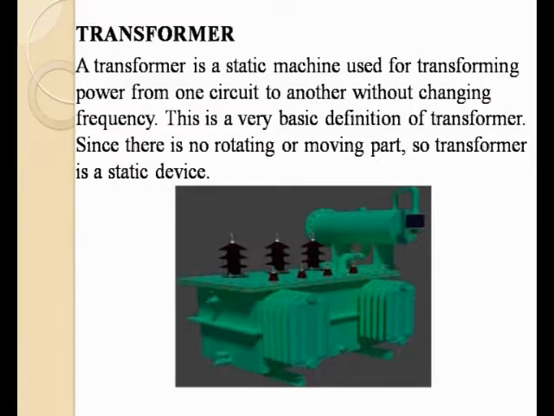We are going to read through. The transformer is very easy and straightforward. It is a static machine used for transforming power from one circuit to another without changing the frequency. This is a very basic definition of a transformer. Since there are no rotating or moving parts, a transformer is a static device.